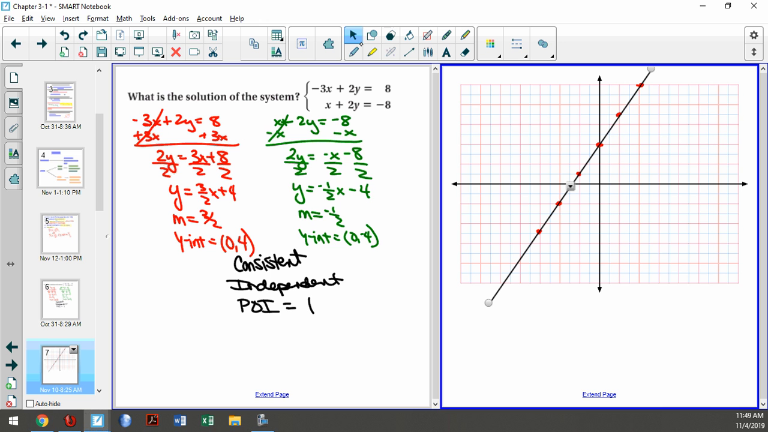Okay, now what? I'm going to graph the green line. So how do I graph the green line? What am I going to start at? The y-intercept, which is at (0, -4). And my slope is going to be up 1 and to the left 2.